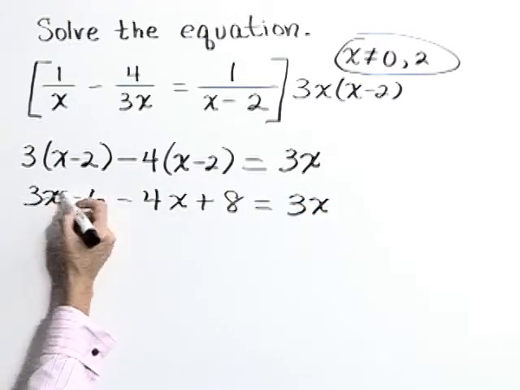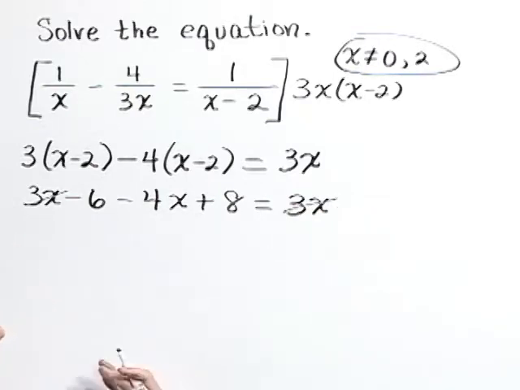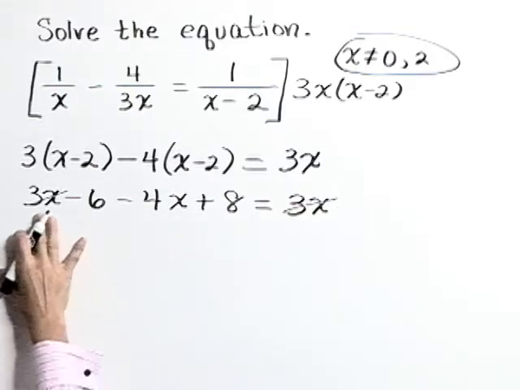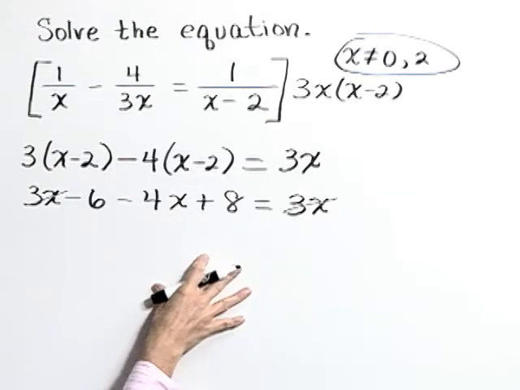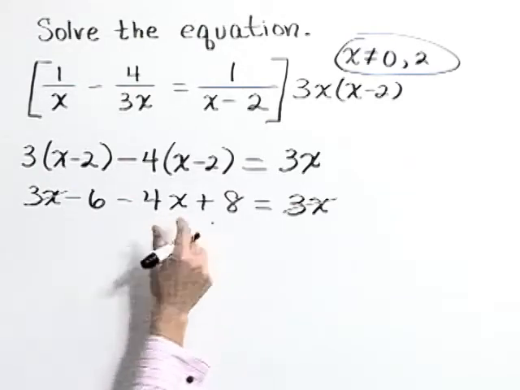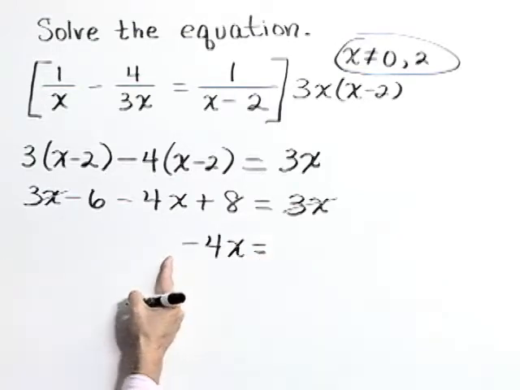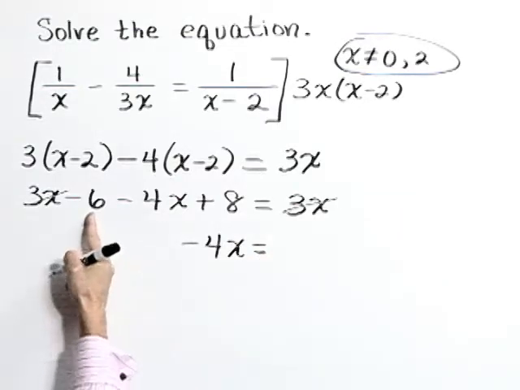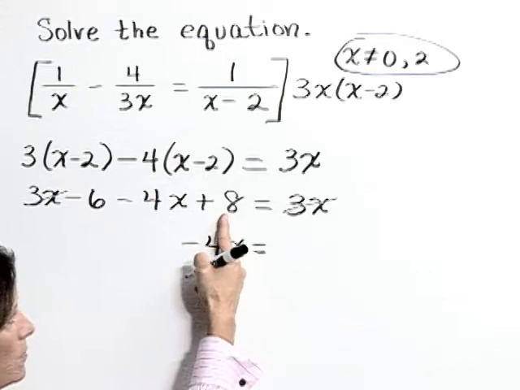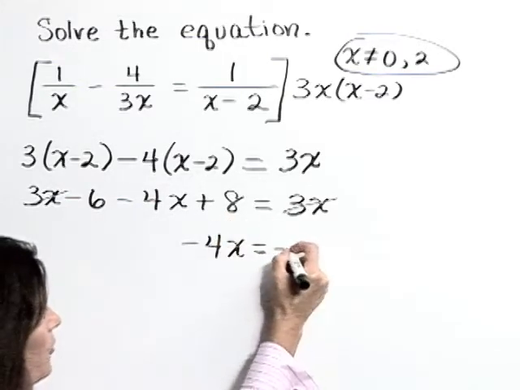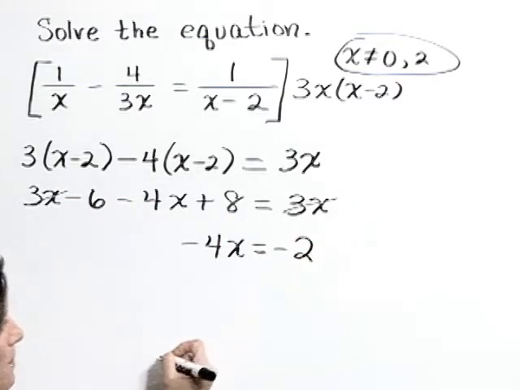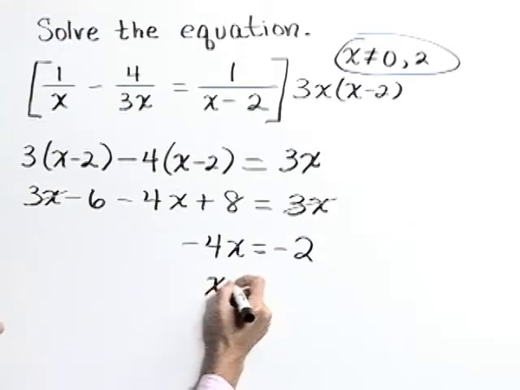Notice here we have a 3x on both sides. So subtracting 3x from both sides causes those terms to disappear, fall out. Let's write this next step as negative 4x is equal to negative 6 plus 8 is 2. Let's subtract 2 from both sides. So that becomes a minus 2 on the right.